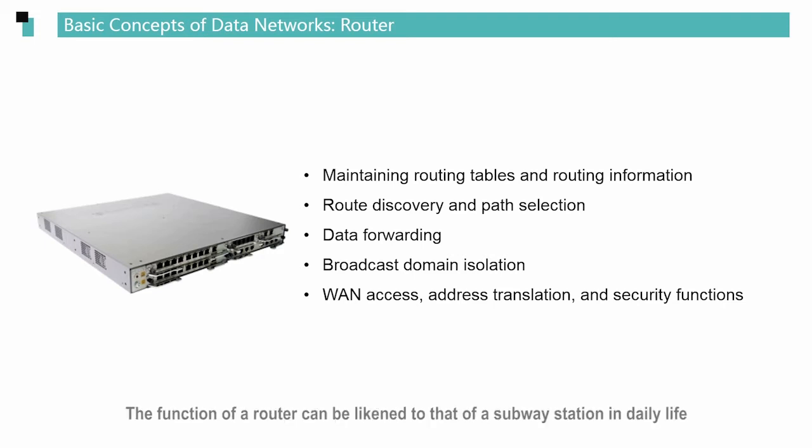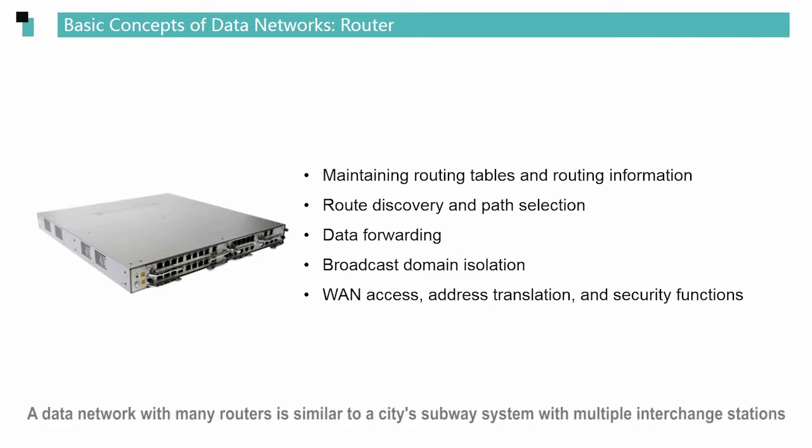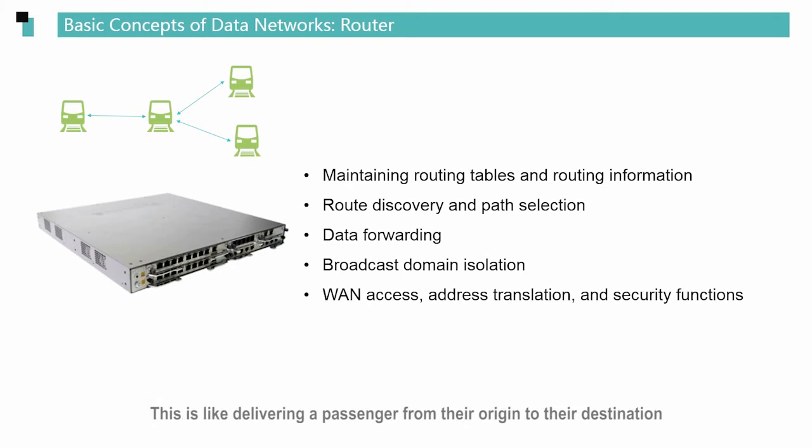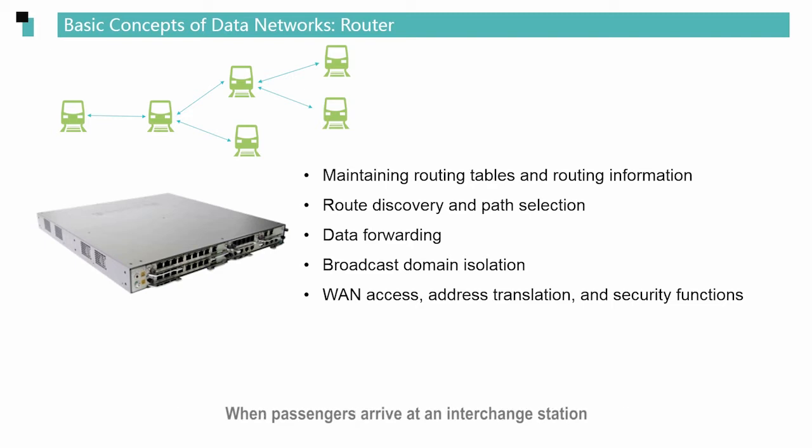The function of a router can be likened to that of a subway station in daily life. A data network with many routers is similar to a city subway system with multiple interchange stations. The basic function of a data network is the moving of data from source to destination. This is like delivering a passenger from their origin to their destination. When passengers arrive at an interchange station, they look for the correct direction to their destination using a map. With a router, this decision is made by looking up the destination IP address in the routing table, finding a matching entry, and forwarding the packet over the corresponding interface.